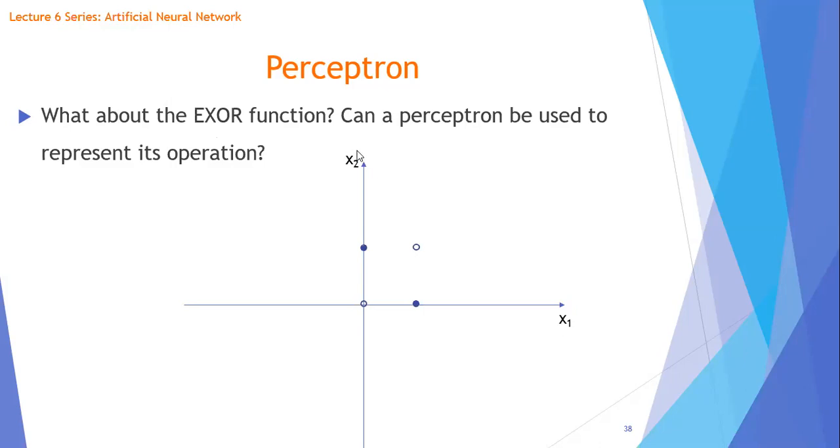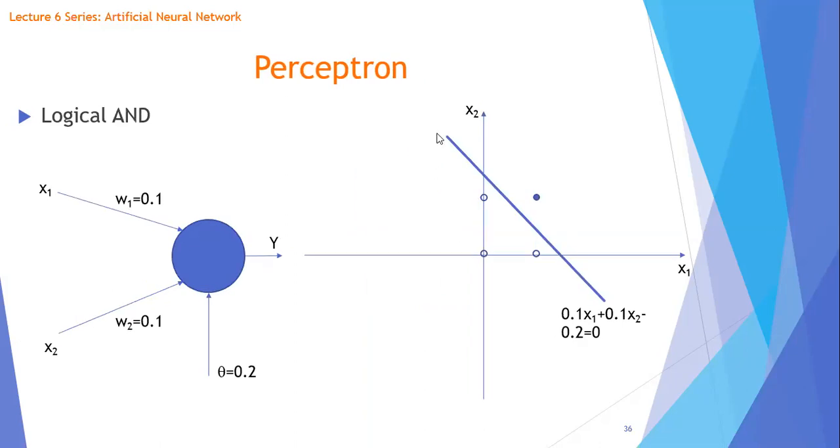So the question is, can a perceptron be used to represent this operation? Basically you're asking, can a perceptron be used to replicate the XOR operation? The answer is very simple. Because here we have two inputs, X1, X2, can we draw a single line, not a piecewise line, but a single line which can separate two classes? In these two cases it was very straightforward. You can just draw a straight line here and it separates the two classes.